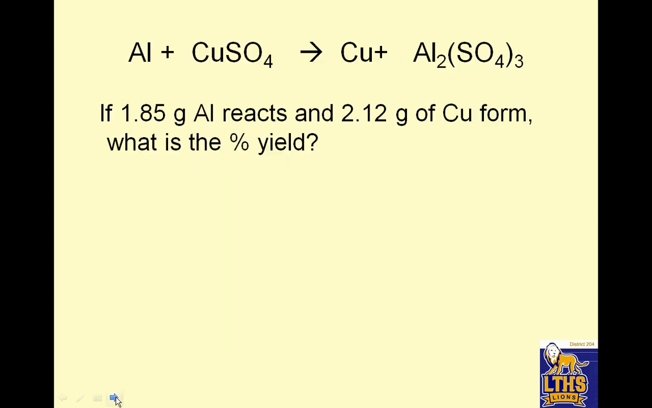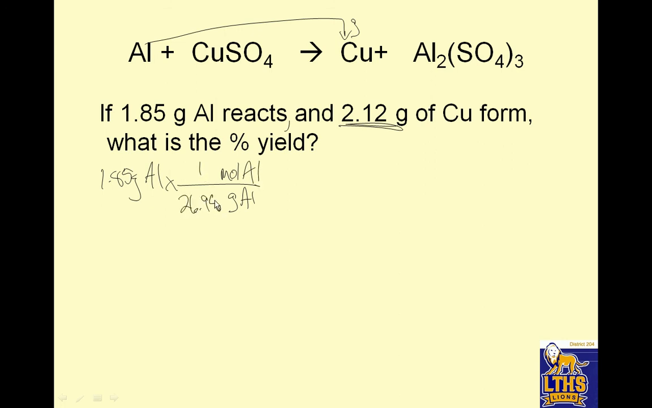Here's another one. 1.85 grams of aluminum reacts, and 2.12 grams of copper form. What is the percent yield? What I'm going to do is convert 1.85 grams of aluminum into the same unit. Notice I have 2.12 grams, so I'm going to convert into grams of copper. Grams, I'm going to cancel you. Always go through moles. Always go through moles.